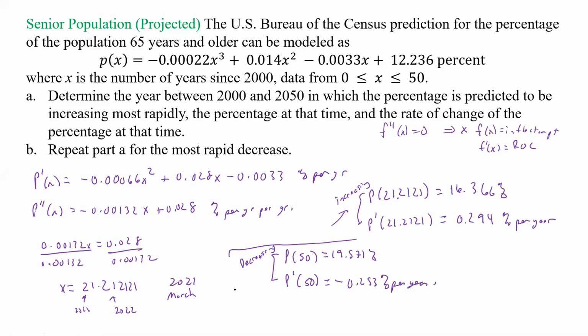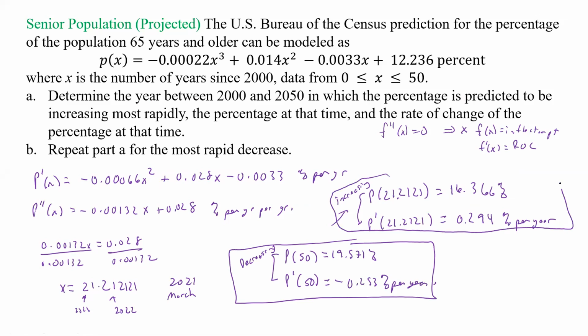Okay. And so that was the two things we needed. We needed this, and we needed this basically. So those were the two items we needed. We just found the first and second derivatives, solved our second derivative for 0, and then plugged it all back in and got our values.